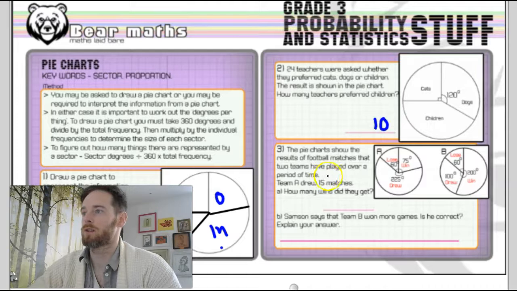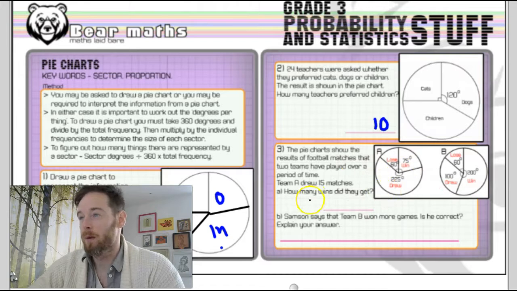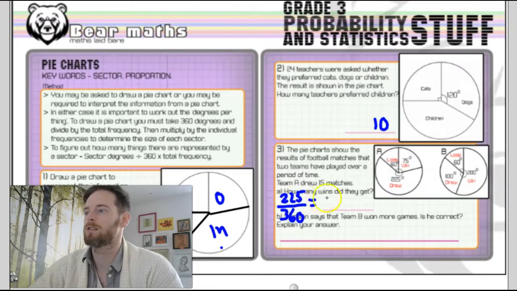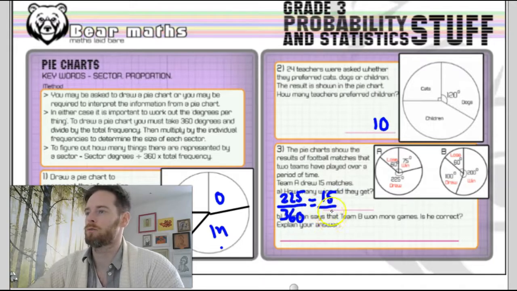So this is a tricky question. Just looking at A's information for the moment, we might need to compare it with B's in part B. But A's team here, we've got 15 matches out of some matches. We don't know how many, okay, but we do know that proportionally it's 225 degrees out of 360 degrees. So if we write that down, we can then think of turning this into an equivalent fraction, right? But this time, because we know it's 15 matches that they drew, that's the number that goes on the top, out of the total number of matches we don't know yet.